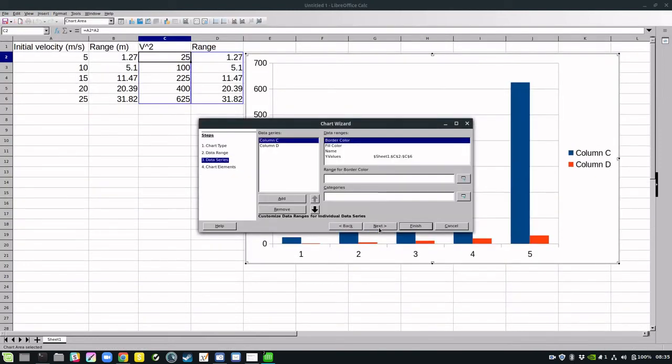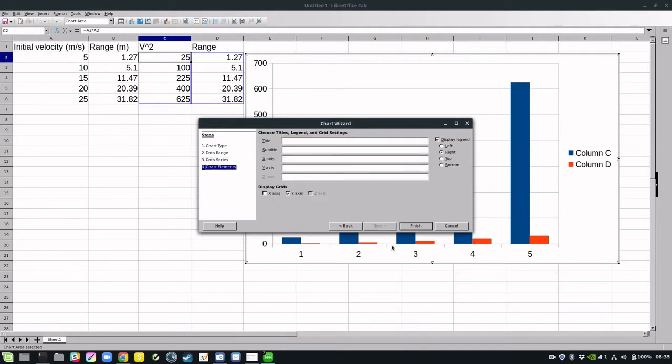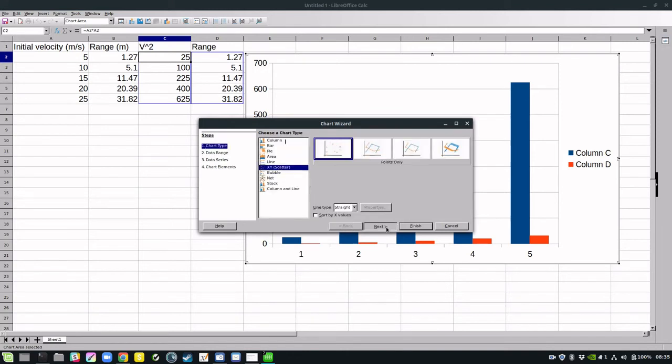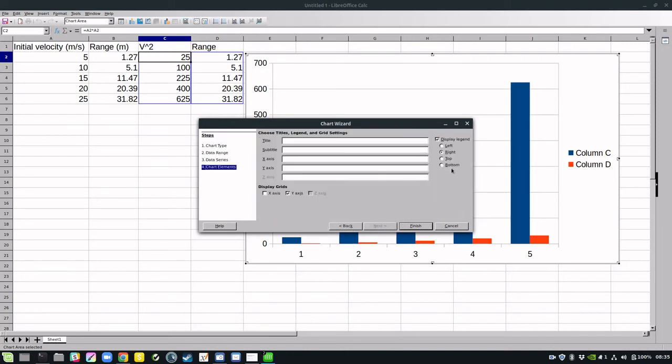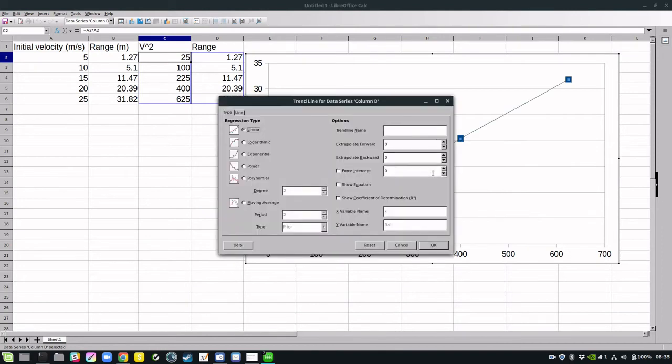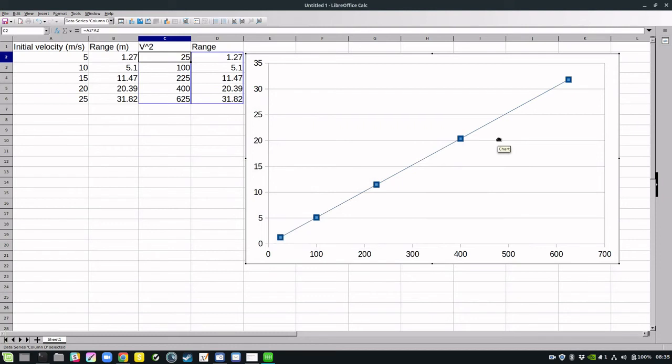Next. I'll skip the title, but what we want is the XY scatter version. Take away the legend, finish. Now notice that this is a linear trend. So if we insert a trend line, we'll go with linear. That's fine. Now it's very linear, right? So before it clearly wasn't linear, but now we've somehow linearized the data.